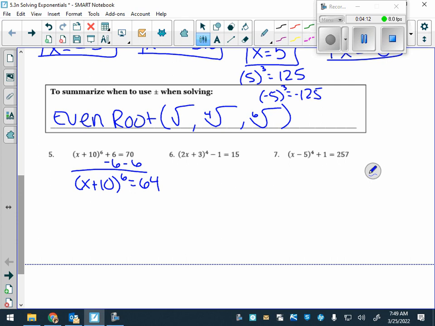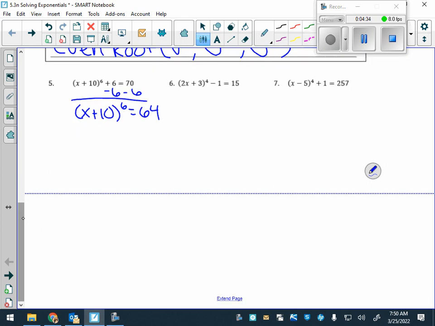We cannot distribute to the 6 because we have 6 of these. So x plus 10 times x plus 10, 6 times. So when you see that, you think of it as your full x term and you want to get it by itself. Now what do we do to get rid of this exponent? Yeah, Finn. Yes, so we take the 6th root. Is 6 an even number? Yes, so we're going to have 2 solutions.